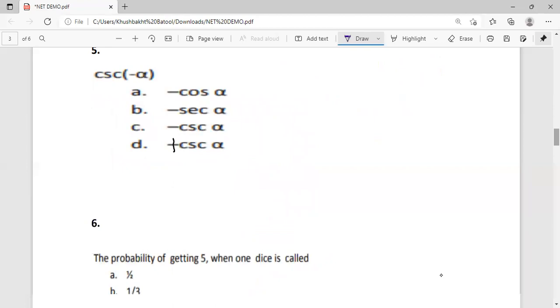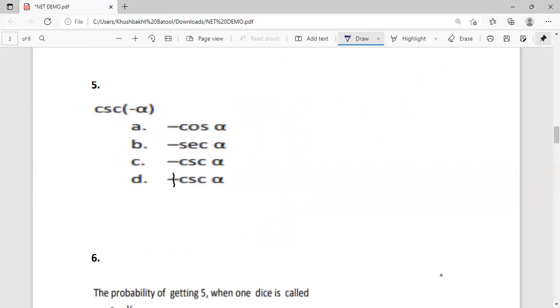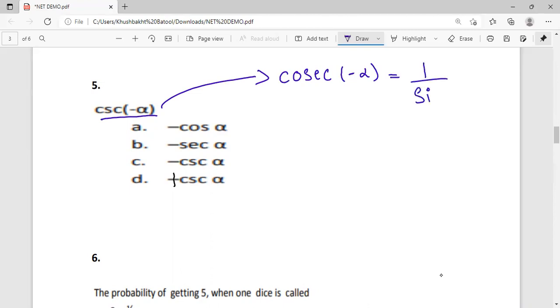All right. Now we have this fifth question. So basically this is cosecant of minus alpha, okay? And we know in maths that cosecant is basically 1 over sine of minus alpha. Let's talk about sine here.